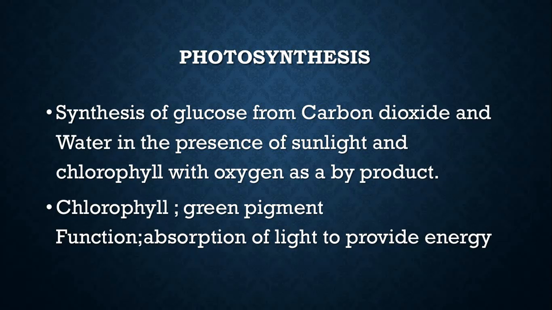Photosynthesis is the name of the process in which plants make their own food with the help of carbon dioxide, water, light (meaning sunlight), and chlorophyll, and oxygen is released as a byproduct. Plants store energy in the form of glucose. What is chlorophyll? Chlorophyll is basically a green pigment which is present in plants and in cyanobacteria. It is responsible for the absorption of light and provides energy for photosynthesis. So it is an important part of the plant.